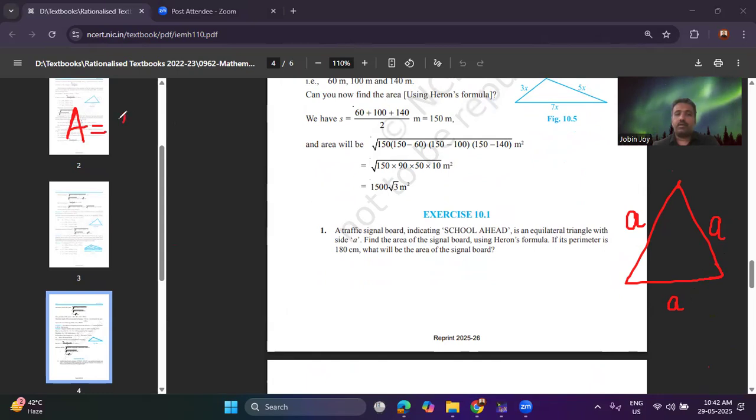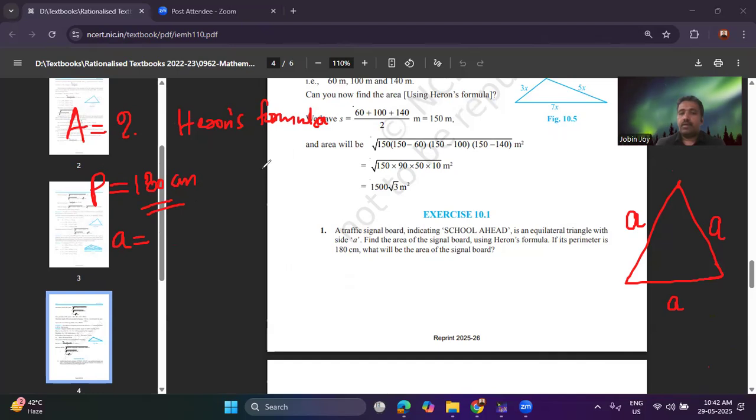You have to calculate the area. You can use Heron's formula. Using Heron's formula, you can calculate the area of this signal board if its perimeter is given. Perimeter is equal to 180 centimeter. What will be the area of the signal board? So how will you calculate it? First of all, calculate the area. Here the perimeter is 180, right?